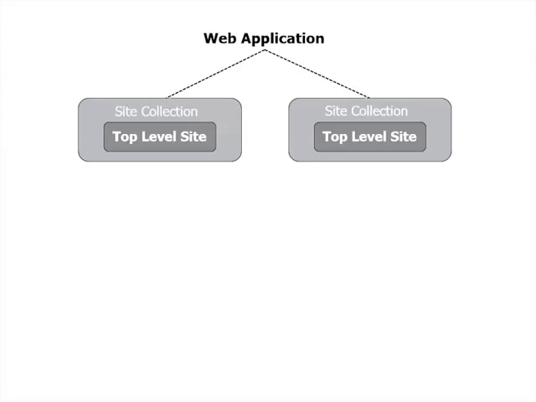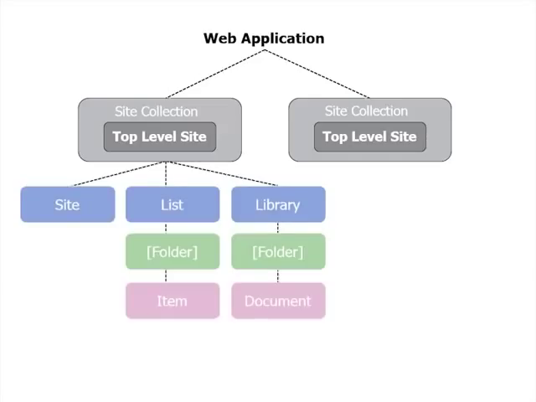Now, those top-level sites can have multiple sites below them, as we've seen. And you don't have to have a site below that top-level site. That's up to you. It depends on what you need. But those sites, whether it's the top-level site or your sub-sites, can have lists and libraries, lists of items, things like a task list, or a library full of documents or photos or presentations, whatever it is. And those lists and libraries can also be organized using folders.